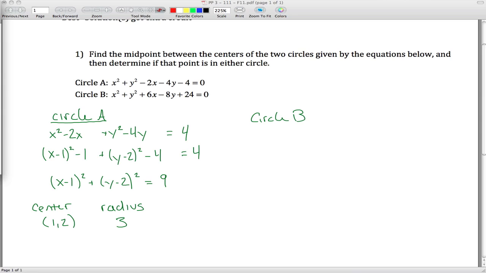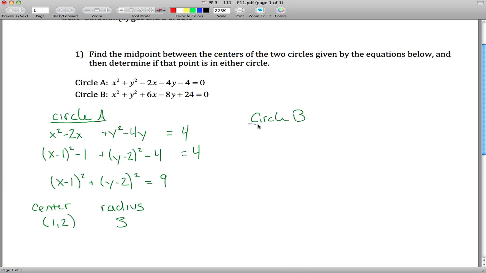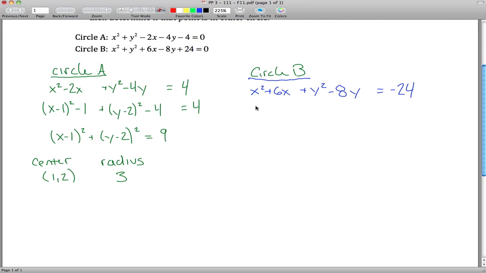We can do that same thing over here for circle B. Maybe I'll change color so it's easier to keep straight what we've got going on. Group our x terms, so x squared plus 6x, and then our y terms, we have y squared minus 8y. And maybe I'll subtract 24 from both sides to get to here. Then, like we did with circle A, we'll complete the square on the x terms. So this becomes x plus 3 squared. But this has a plus 9 at the end and this doesn't, so we have to subtract that 9 to keep our lines equal.